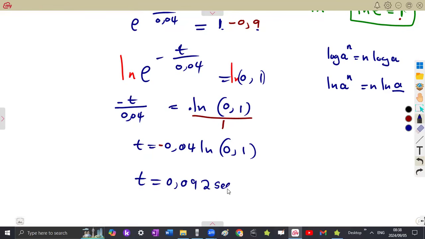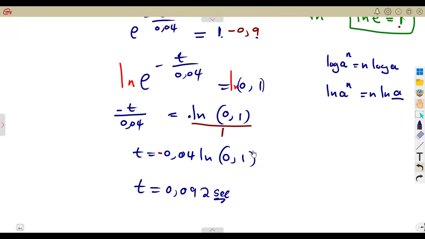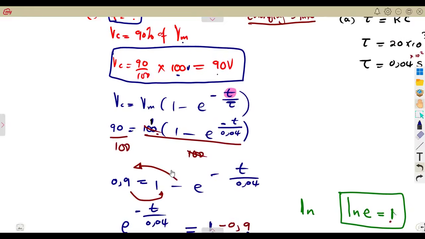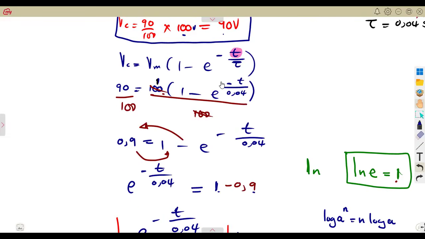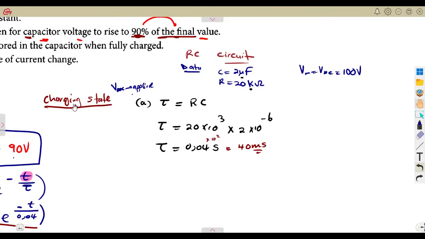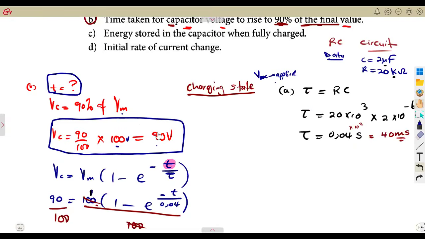So that's our t, 0,092 seconds. So you're talking of the time taken to have the VC at 90% of the final value. So you must find VC. And with the VC formula, is it of a discharge or a charging? We are talking of a charging state. In all these calculations, remember, it is the charging state that we are talking about, so you use the formula of the charging state.